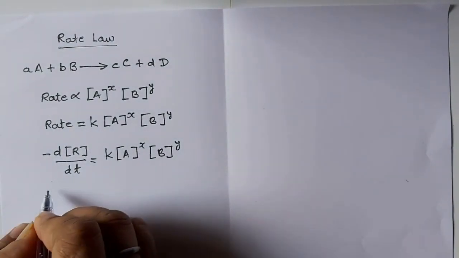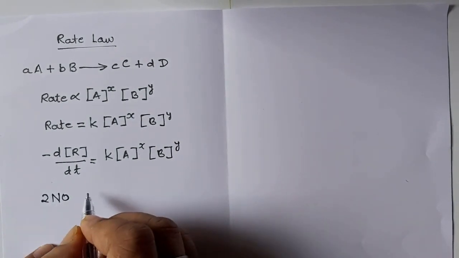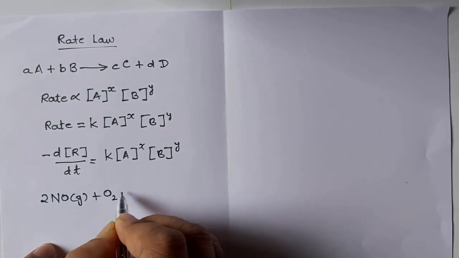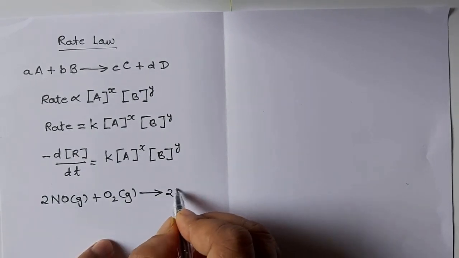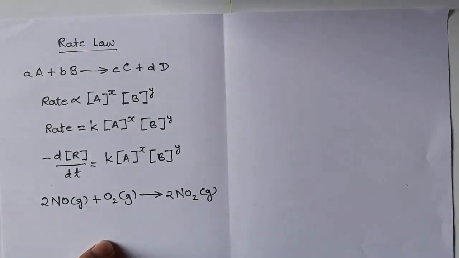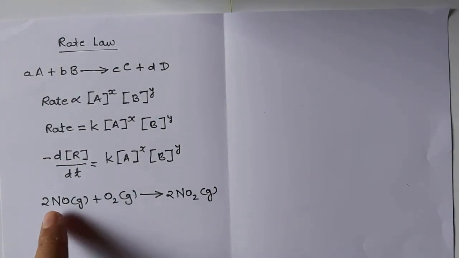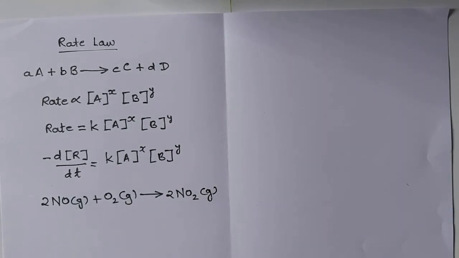Take a chemical equation in which NO is reacting with O2 to give NO2. We have this chemical reaction taking place in which, according to stoichiometry, 2 moles of NO react with 1 mole of O2 to give 2 moles of NO2.